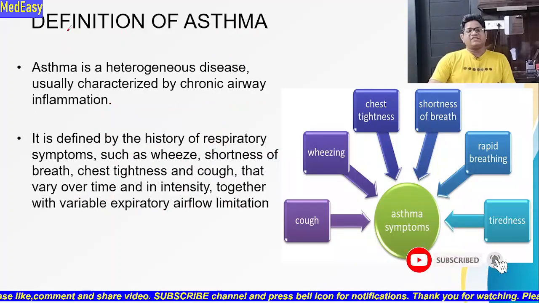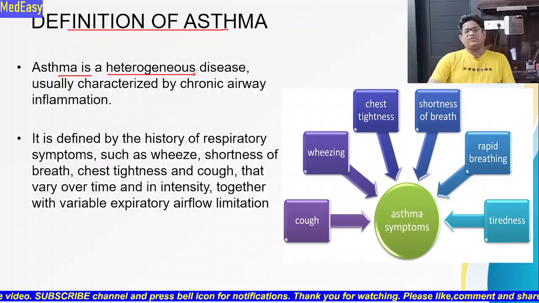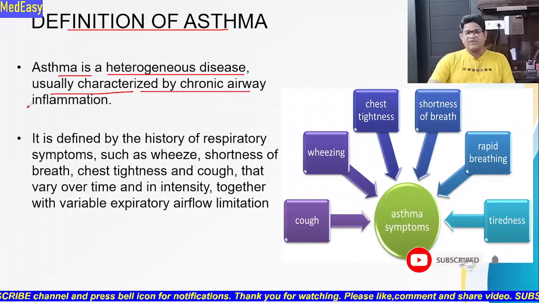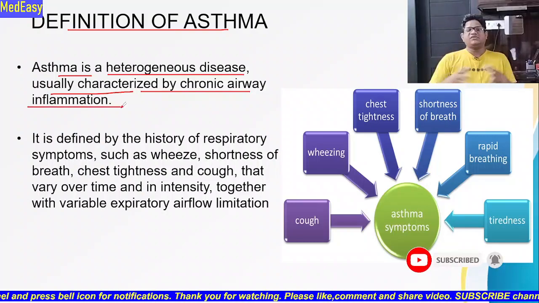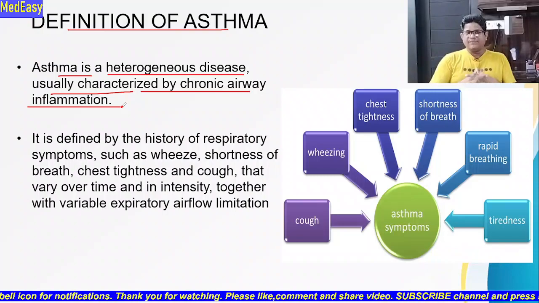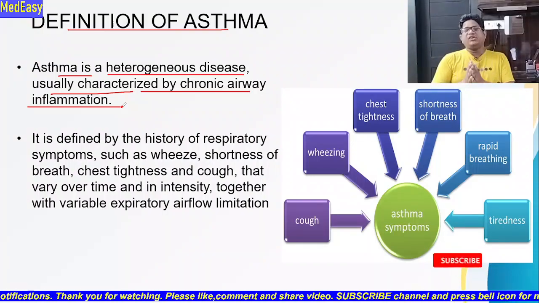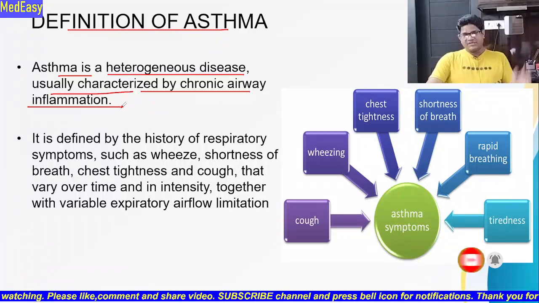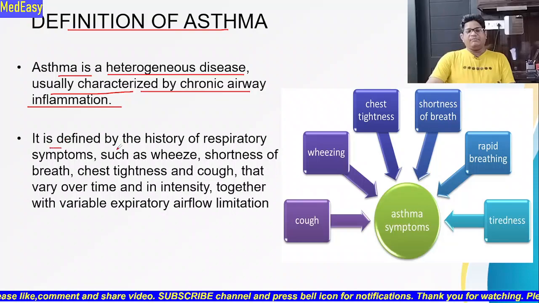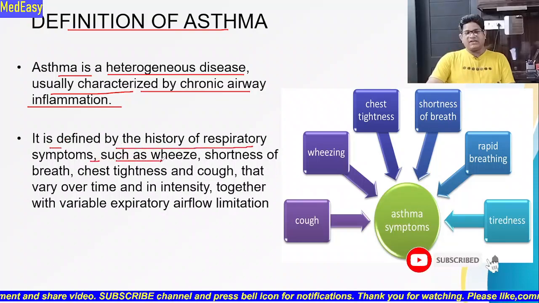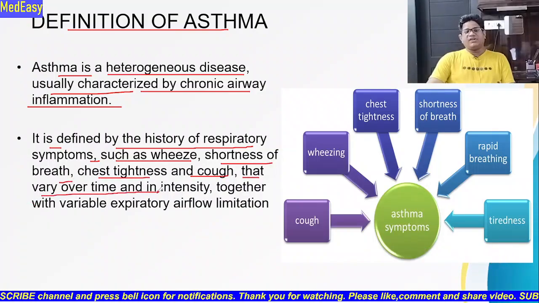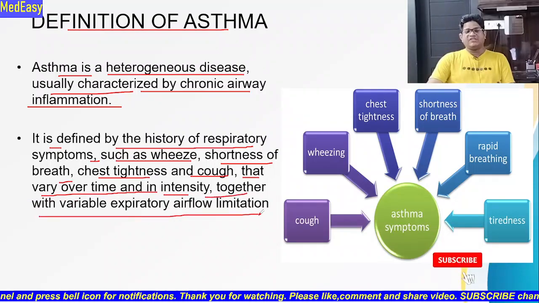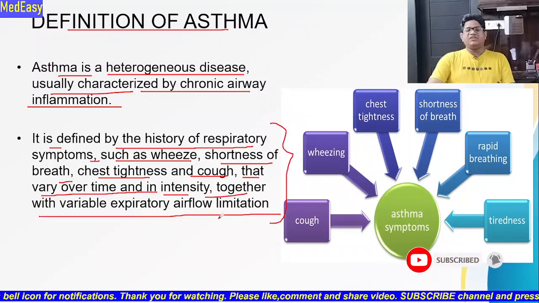So, coming to the definition of asthma, this is taken from GINA 2023. We know that asthma is a heterogeneous disease usually characterized by chronic airway inflammation. It has multiple phenotypes, and basically there is chronic airway inflammation that leads to mucosal narrowing and airway edema that we have just seen on the previous slide. And it is defined by the history of respiratory symptoms like wheezing, shortness of breath, chest tightness and cough that vary over time and in intensity, together with variable expiratory airflow limitation. So, each and every word of this definition is very, very important.